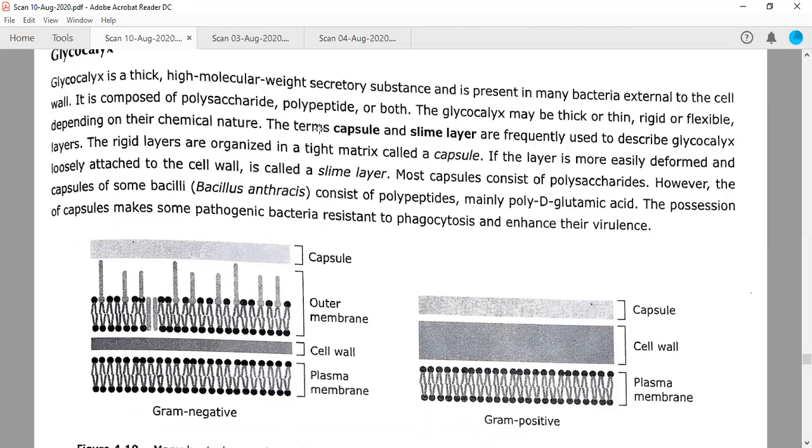The two terms, capsule and slime layer, are frequently used to describe the glycocalyx layers. The rigid layer, organized in a matrix, is actually called capsule.